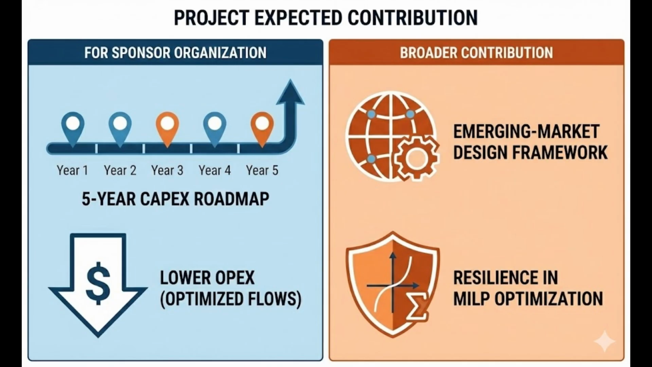For the expected contribution, for the sponsor, the output is a 5-year CAPEX roadmap and lower OPEX through optimized flows. And more broadly, the project provides an emerging market network design framework and a practical way to embed resilience into MILP optimization.